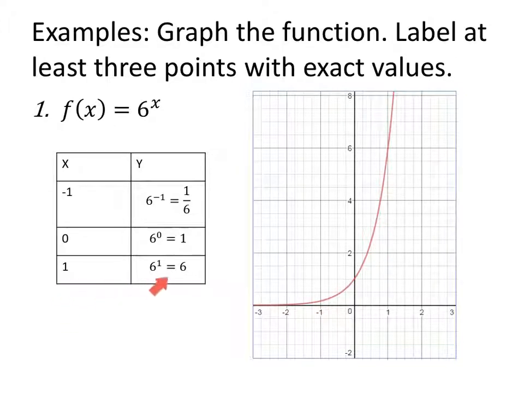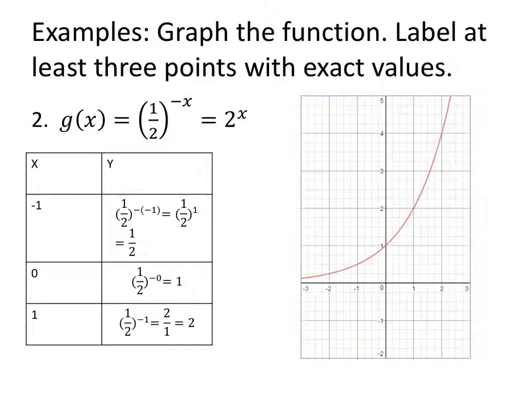And 6 to the first power is 6. So I'll have (0, 1), (1, 6). And using Desmos.com, I have a very pretty looking graph of f of x equals 6 to the x. Remember, you get to choose any values you want for the x, but once you choose them, you have to find the y values. I try to use the easiest ones possible: x equals -1, 0, and 1.